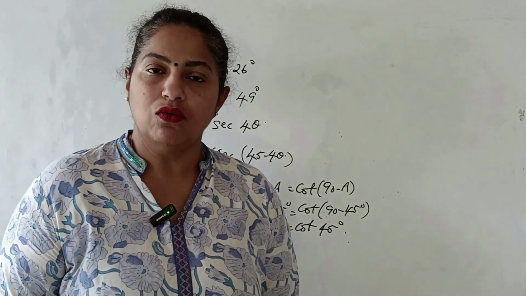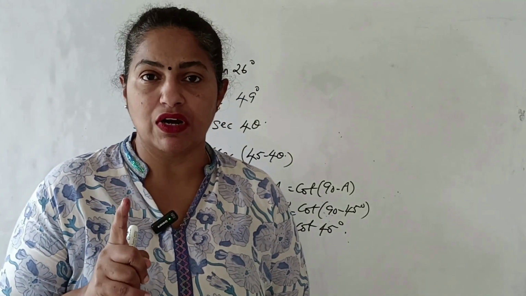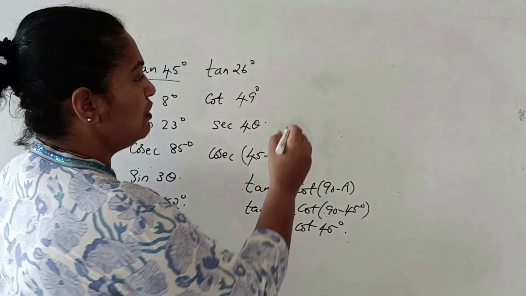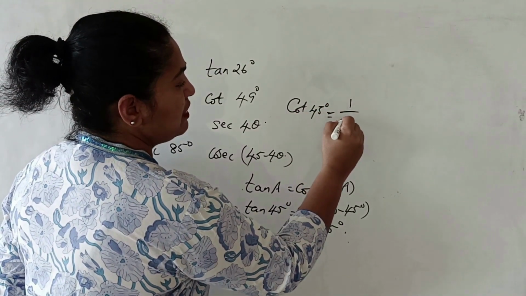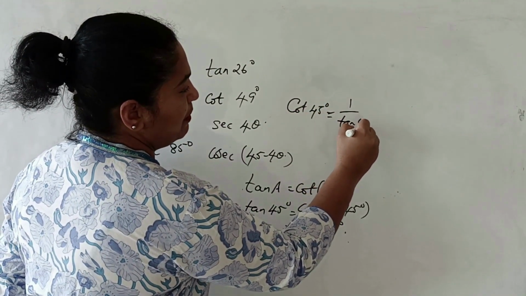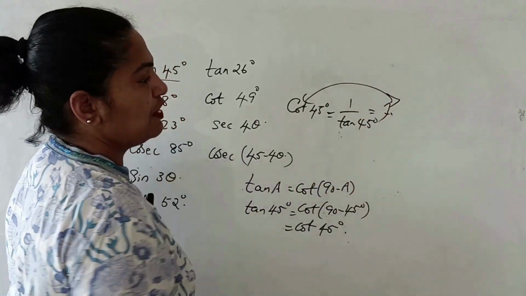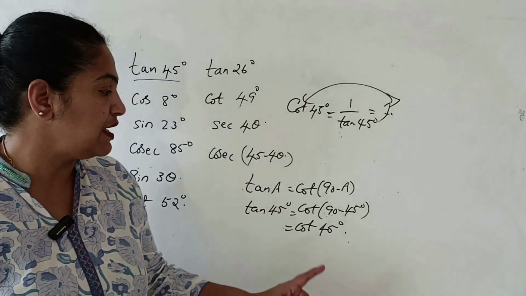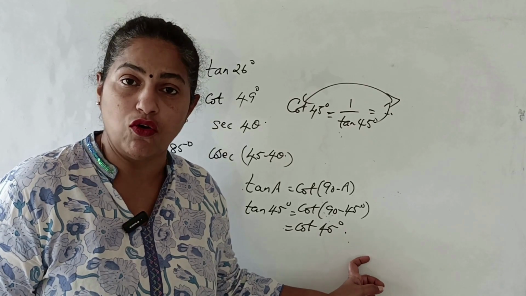Now, let me ask you, what is the value of tan 45? Tan 45 is 1. Is it equal to cot 45? It is definitely equal to cot 45, because if you take the value, tan 45 is 1, and cot 45 is 1 by tan 45, which is again equal to 1. So cot 45 and tan 45 have the same value. That is what we are getting by using the complementary angle also.